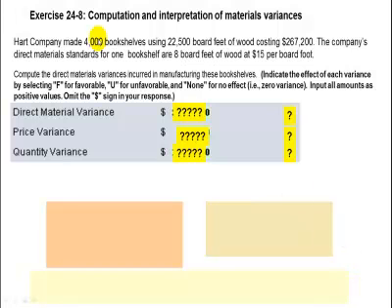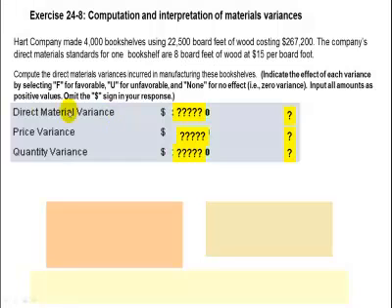Hart Company made 4,000 bookshelves using 22,500 board feet of wood, costing $267,200. The company's direct material standards for one bookshelf are 8 board feet of wood at $15 per board foot. Compute the direct material variances incurred in manufacturing these bookshelves. Indicate the effect of each variance by selecting F for favorable, U for unfavorable, or none for no effect. Input all amounts as positive values and omit dollar signs in your responses.